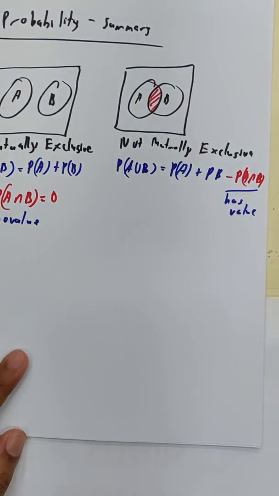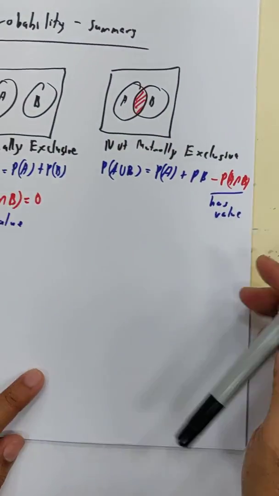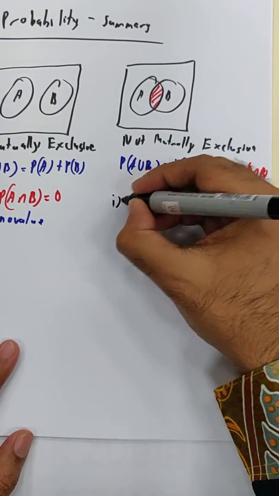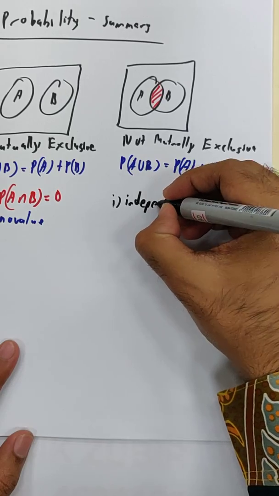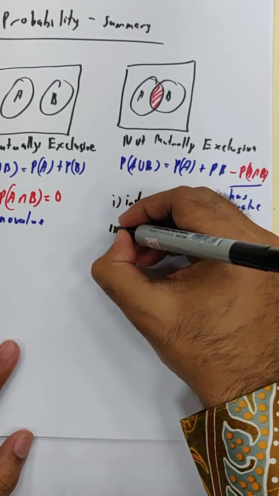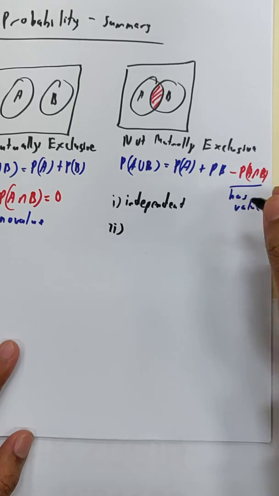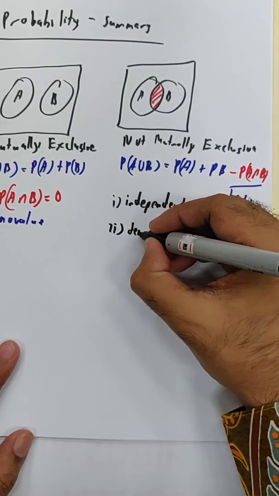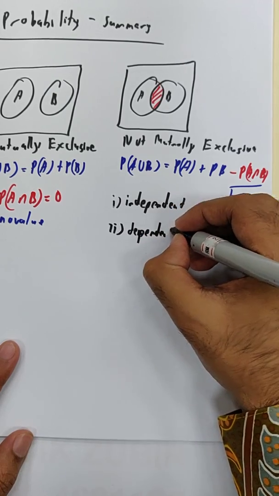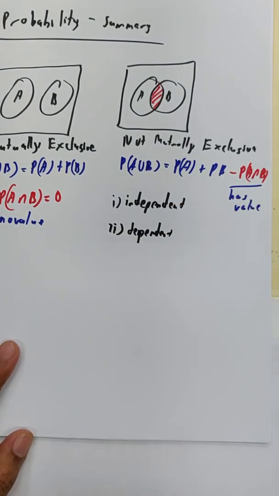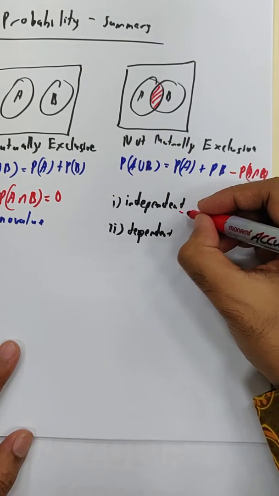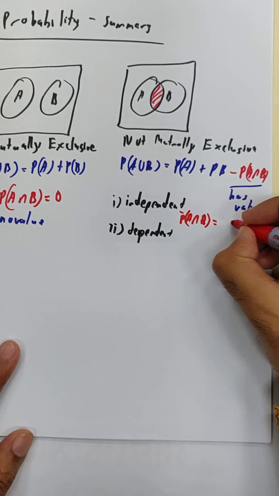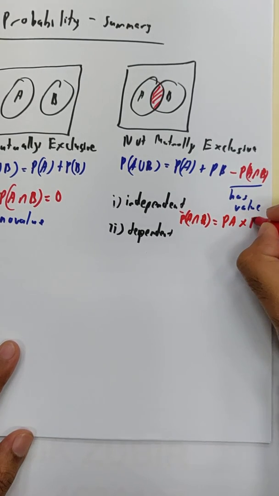Alright, for not mutually exclusive, there are two types of situation. One is when we call it independent. Another one is what we call not independent, or dependent, just depends on the language you want to use. Independent is when P(A intersect B) equals P(A) times P(B).